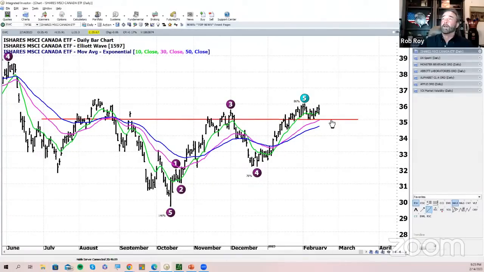35 is the key here, just like 24 was on the EWA. We need to hold 35. If we don't hold 35, then we come down to 33 really quickly, because it's the exact same scenario where there's nothing stopping it. There's no resistance on the way down. So a break of 35 gets us to 33 rather quickly. To summarize again, they both look like they want to go higher. It's just, if they don't, what happens?